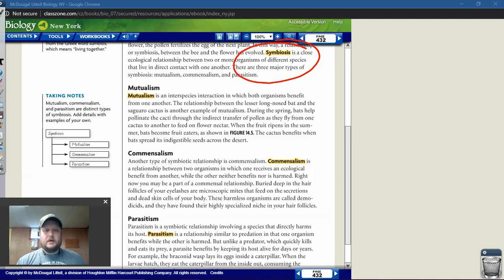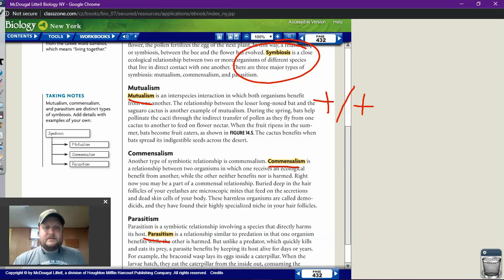Okay, so now we're going to have three different types. Right, so we have mutualism, commensalism, and parasitism. Okay, when we're talking about mutualism, we're talking about a relationship in which both parties are going to benefit. All right, so this is a positive relationship. So having this relationship with each other, these two different species, is beneficial to both things.